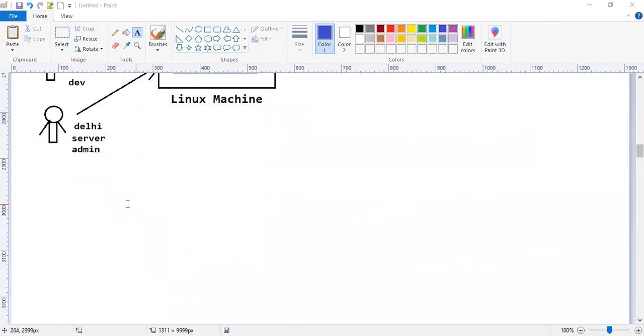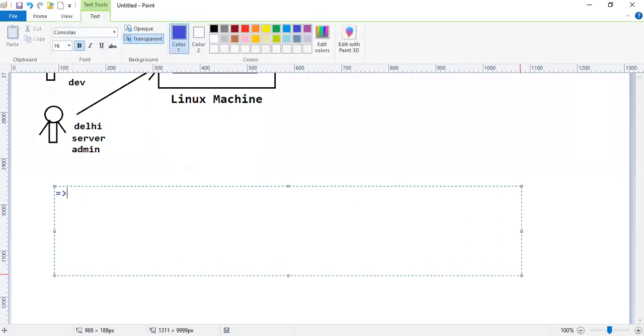Now, guys, who will use Linux machines in the company? Guys, now see here, AWS engineers will set up Linux machines in cloud. Cloud engineers, we can say Azure cloud or AWS cloud or GCP. Cloud engineers will set up Linux machines in the cloud.